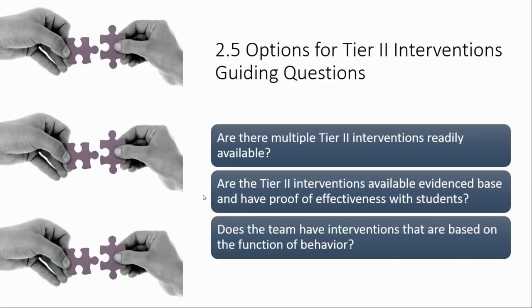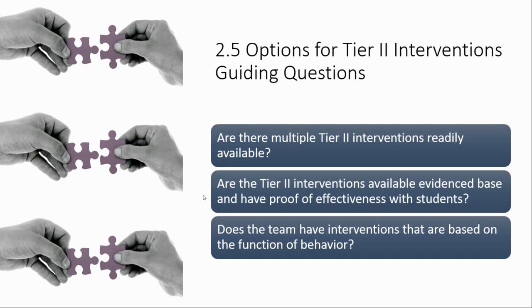So some guiding questions for 2.5 are, are there multiple tier 2 interventions readily available? Again, a school building should have multiple interventions that are available because behaviors have multiple sources of motivation as well. You want to be able to have the ability to pivot and shift and match students to interventions based on their needs.